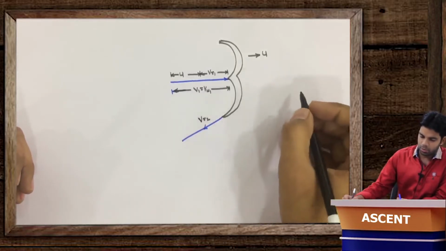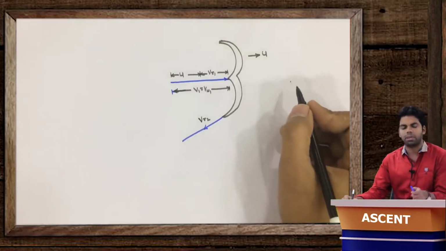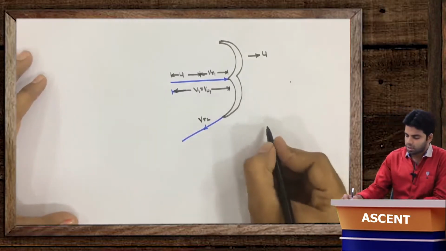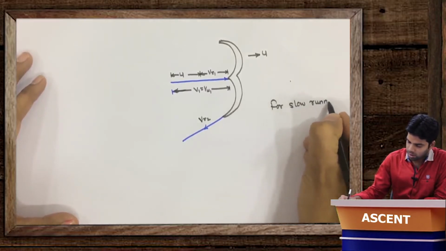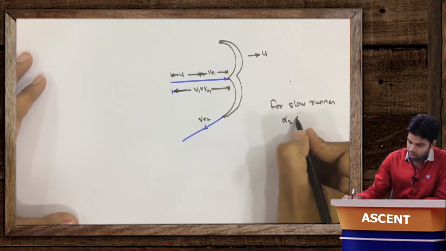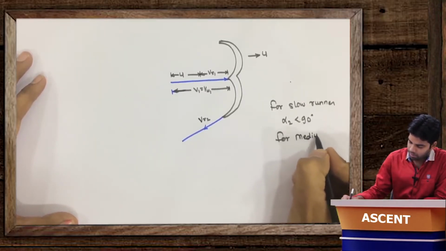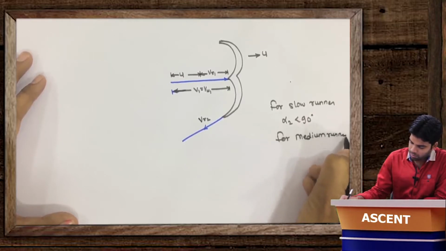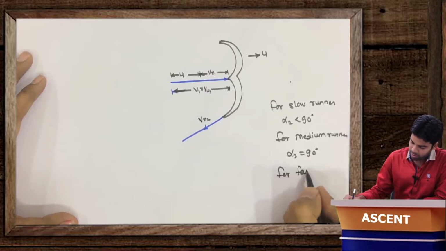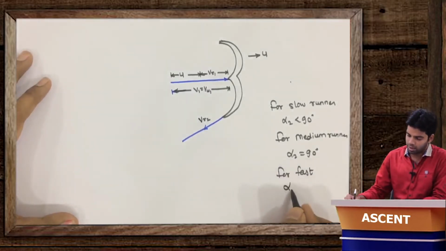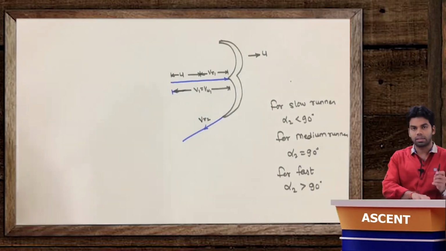Okay, now let's suppose alpha 2 is greater than 90 degree. Okay, and this alpha 2 actually depends on the runner speed. If the runner speed is slow, for a slow runner alpha 2 is less than 90 degree. For medium runner alpha 2 is equal to 90 degree, and for fast runner, that means if runner is moving very fast, this alpha 2 will be greater than 90 degree. Okay, now what if alpha 2 is greater than 90 degree?